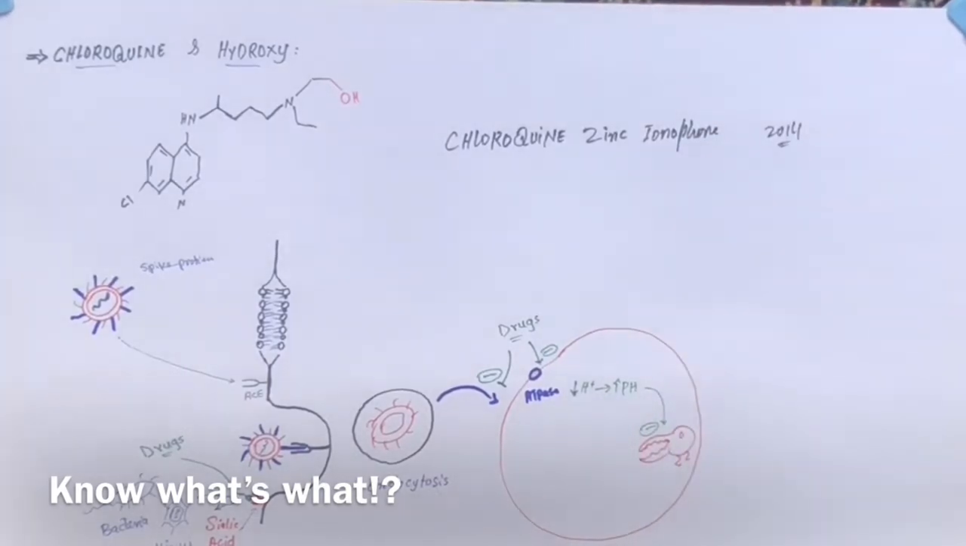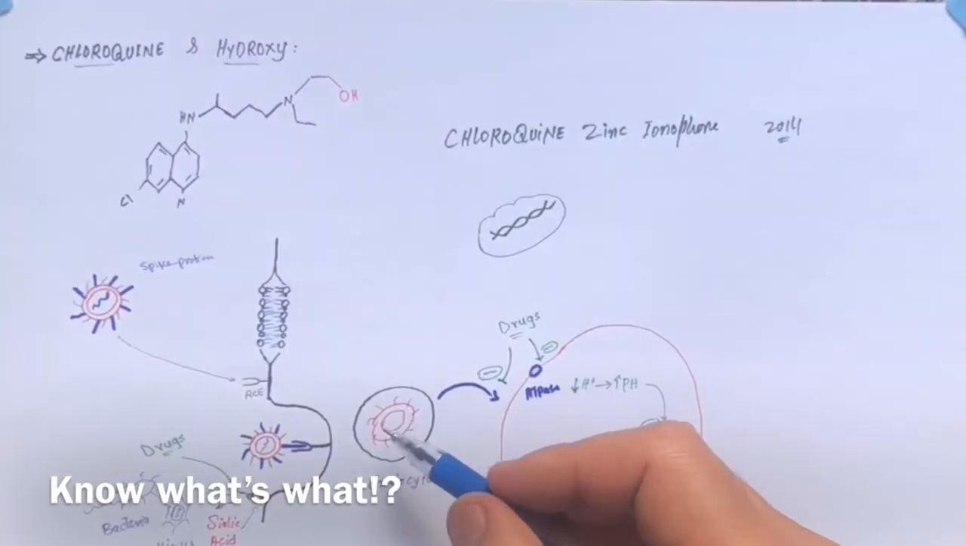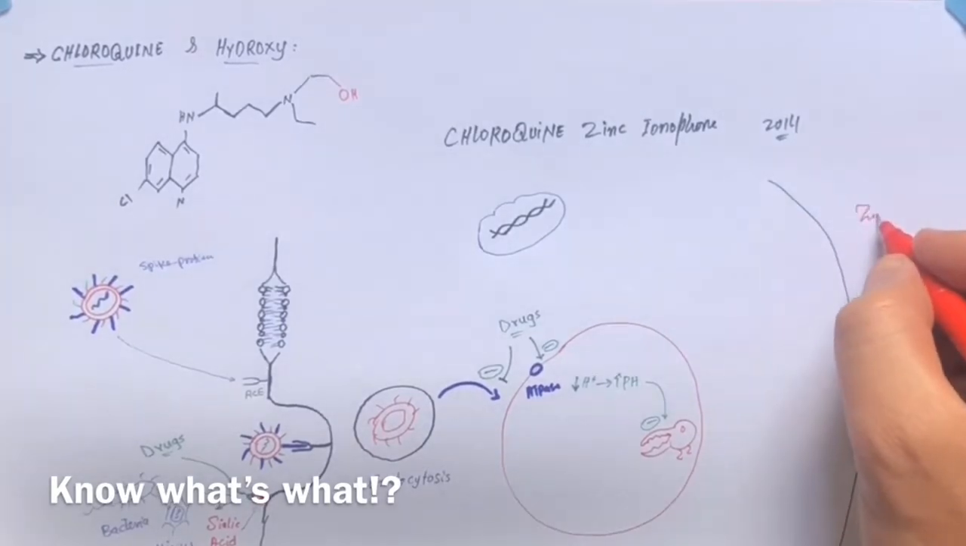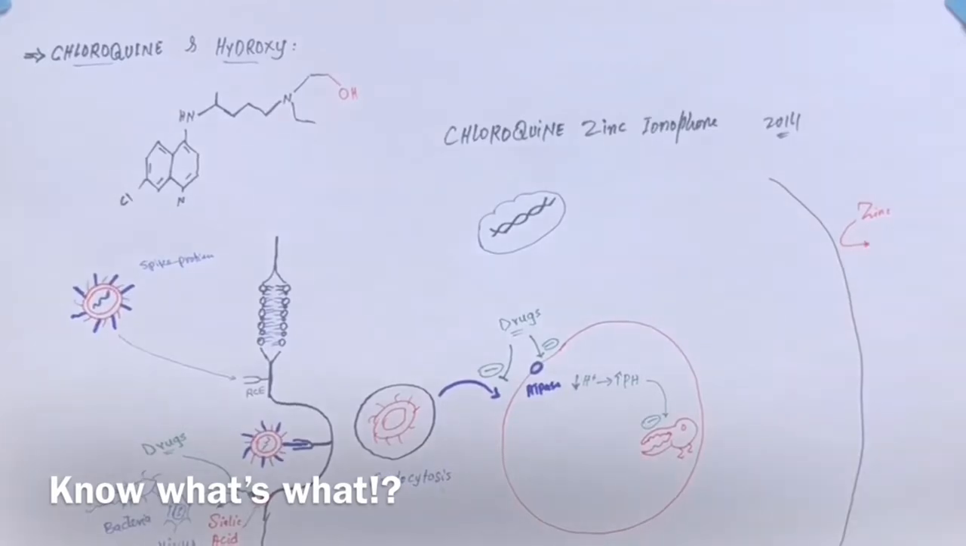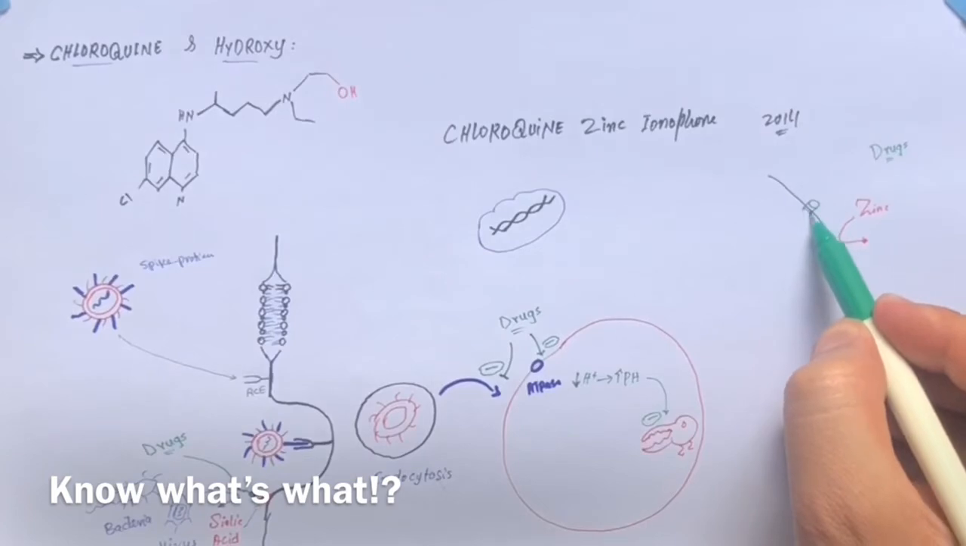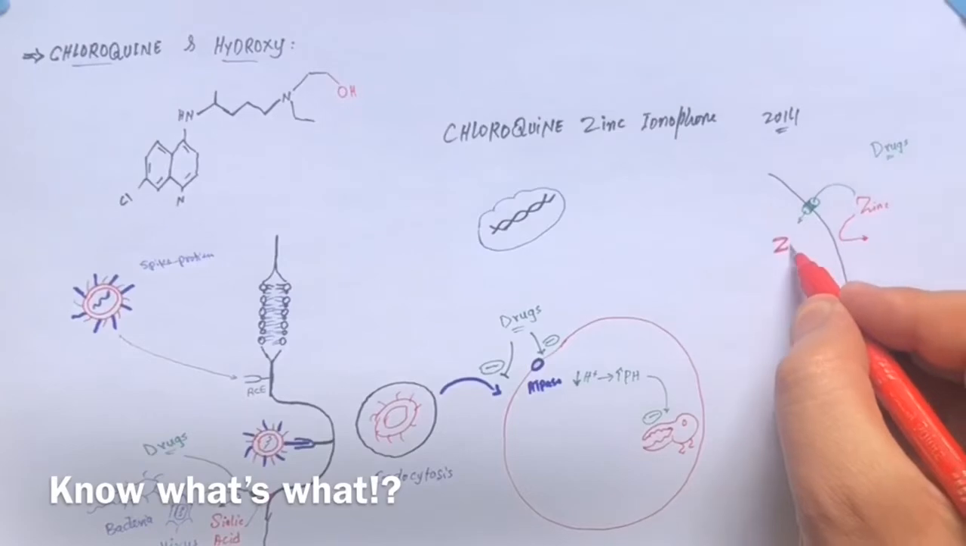Now, chloroquine is also believed to be a zinc ionophore. This study was published in 2014, right? Now, if you take in the zinc, the zinc will not penetrate the membrane. So you need the chloroquine to get the zinc inside the cell. So here the zinc will not enter because it's not a permeable membrane. So the chloroquine kind of works like an ionophore. It becomes like an ion channel, and that allows the zinc to get inside the cytosol.